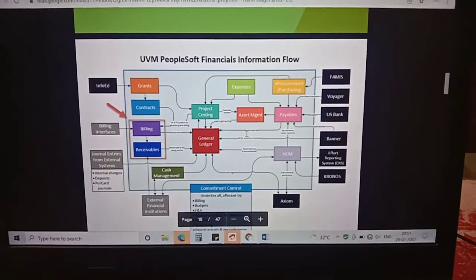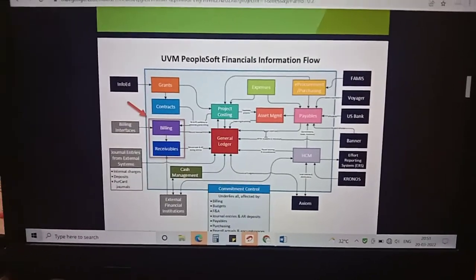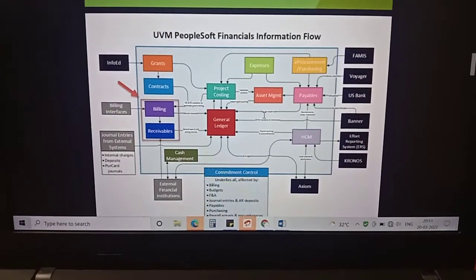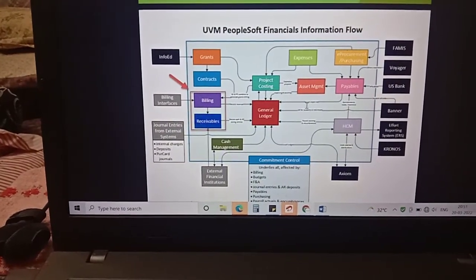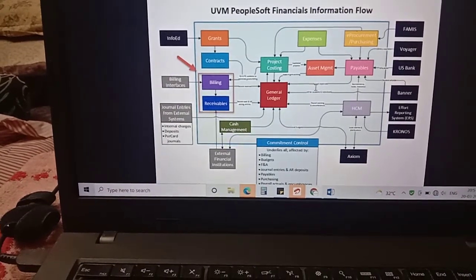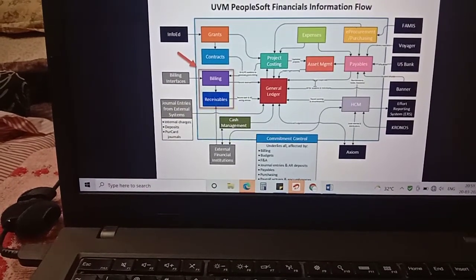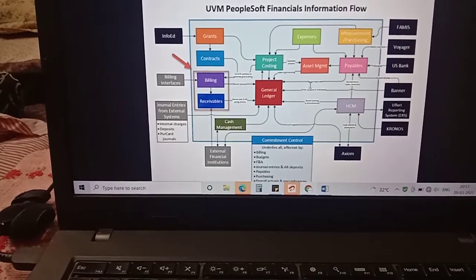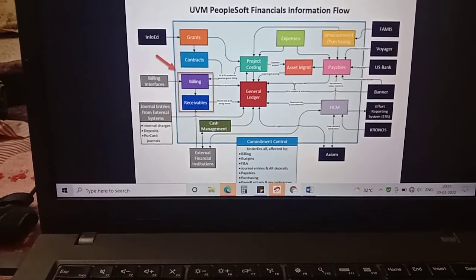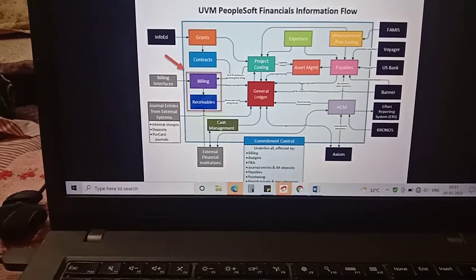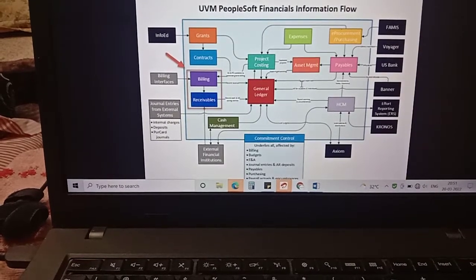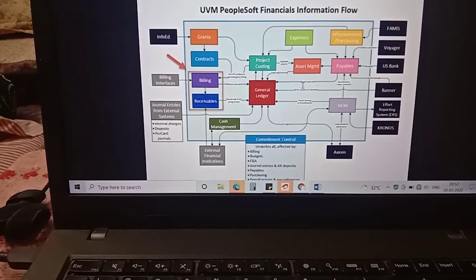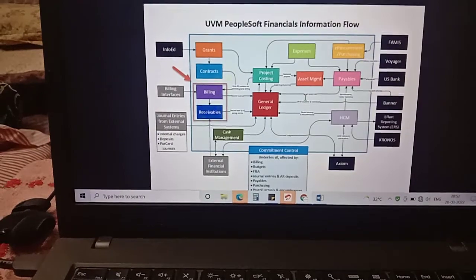So I hope this screen is clearly visible. Let me tell you exactly. See, here they have mentioned the UVM PeopleSoft financial information flow. If you're able to see, on the left hand side they have mentioned grants, contracts, billing, receivable, and later the cash statement comes below. In the center comes the general ledger, project costing, general ledger. So they have made a cycle of how it flows, everything they have mentioned.